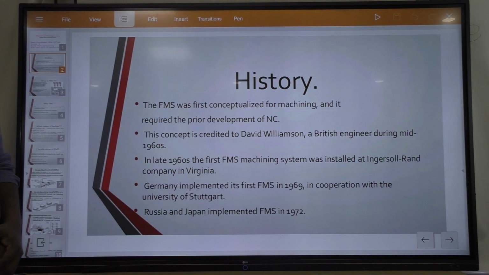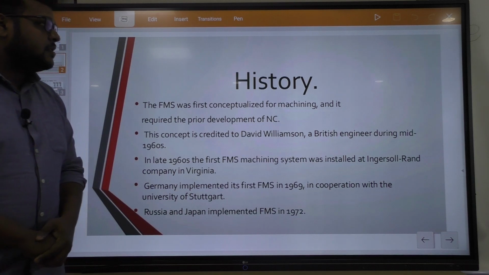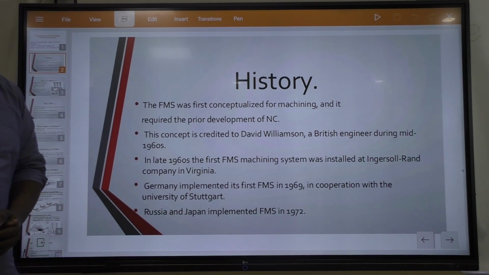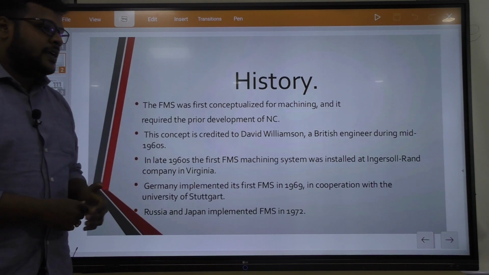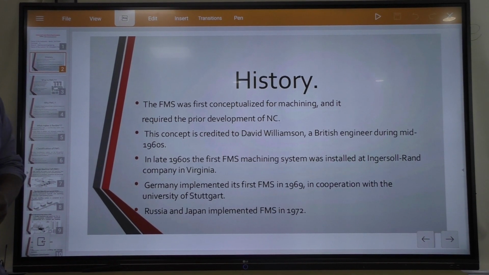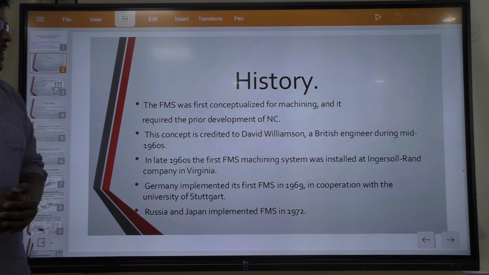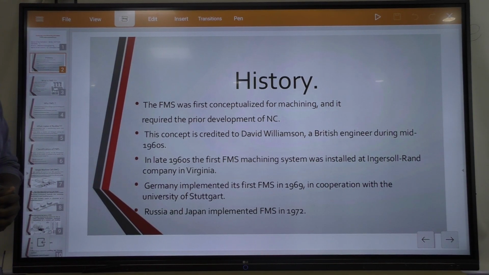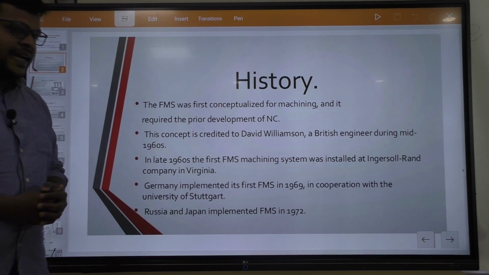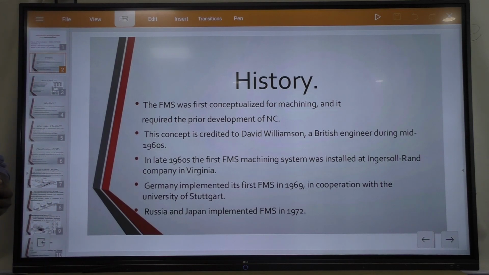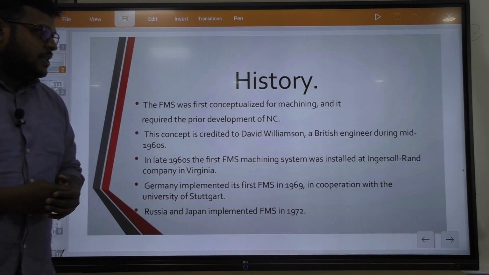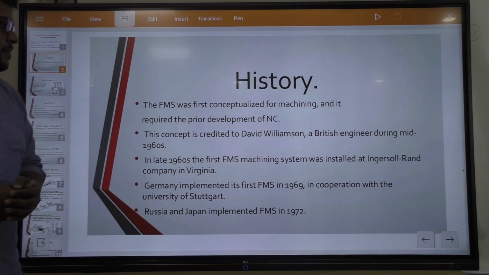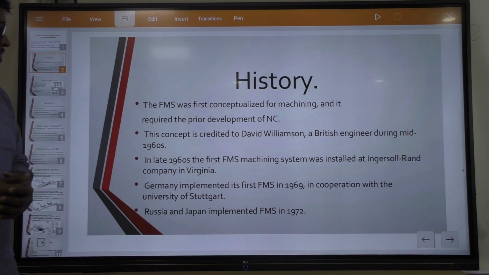So, the FMS was first machining was required prior to the development of NC machines. So basically, by the help of NC machines, we can use this system, flexible manufacturing system. This concept is credited to David Williamson, a British engineer during the mid 1960s. So in 1960, David Williamson, British engineer, developed it. In the late 1960s, the first FMS machine system was installed.